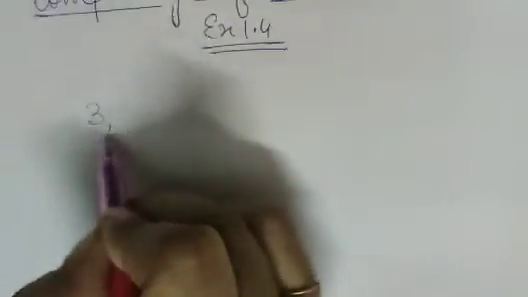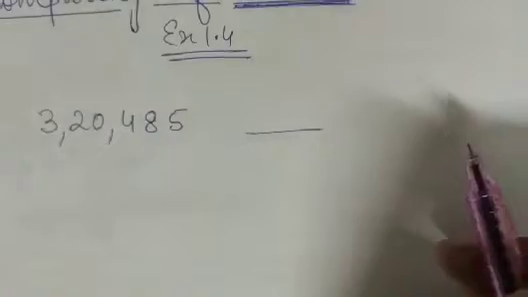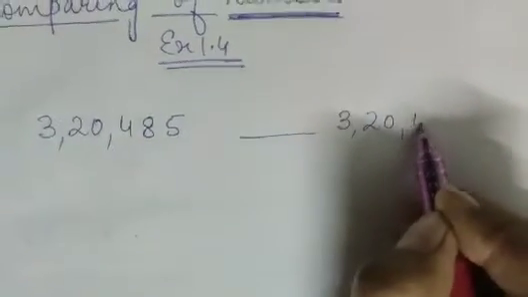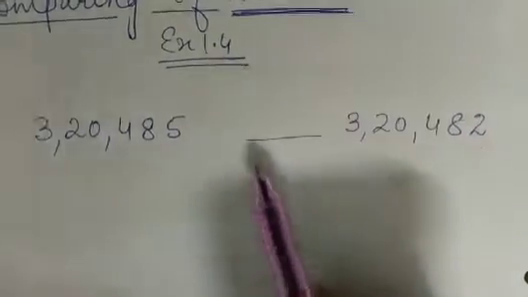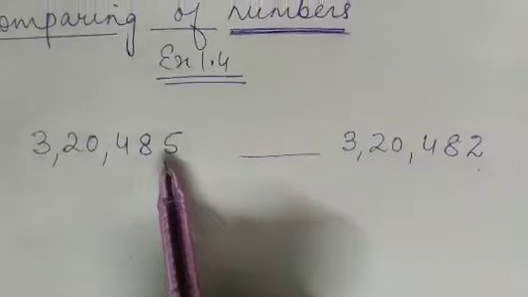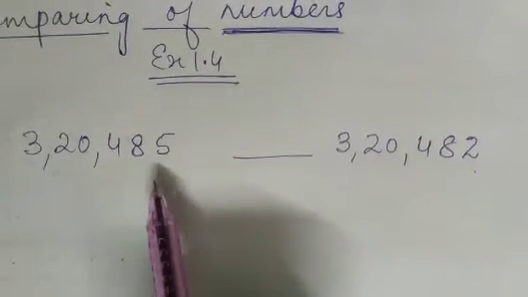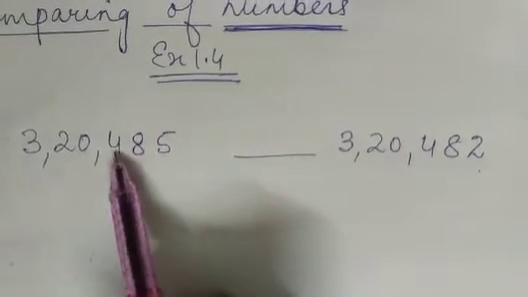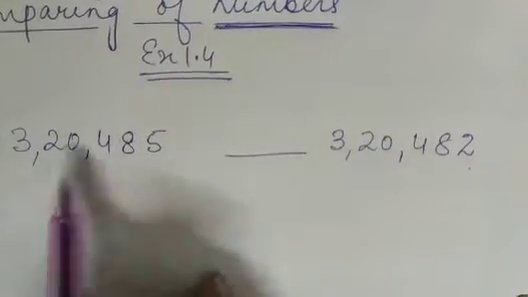Suppose we have this number, 3,20,485. The second number we have is 3,20,482. The first method is, first of all, we have to just count the digits, how many digits we have in the numbers. So here 1 2 3 4 5 6, 1 2 3 4 5 6, we have 6 digits on both sides.